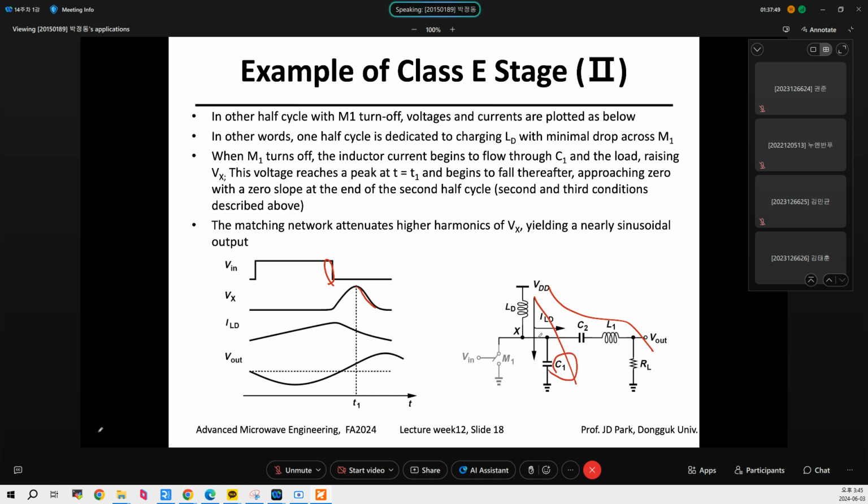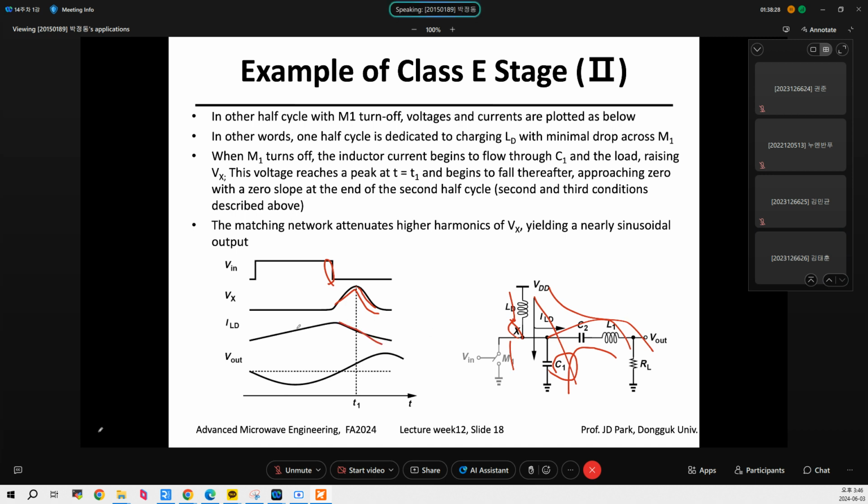C1 is there, right? So anyway, once you charge, this will discharge through C1. So it is looking like this. How about ILD? ILD is when this is on, Vx is almost zero. Therefore, there is a constant ILD. ILD is gradually increased as time goes by. And once this is switched off, there is no current through this, so current started to reduce.